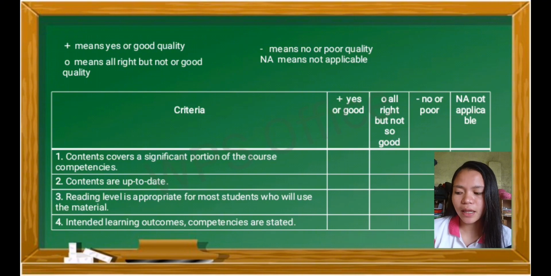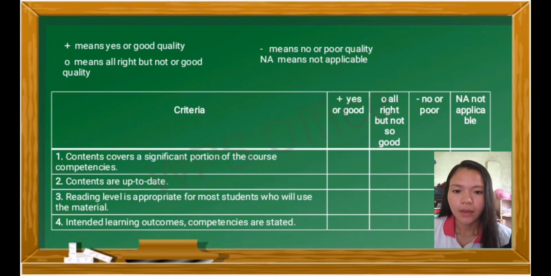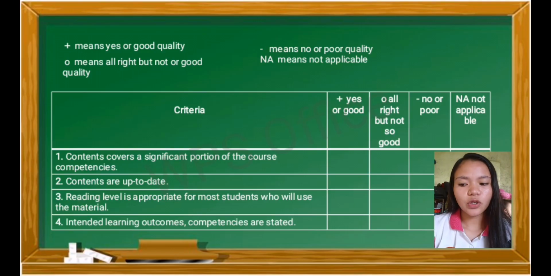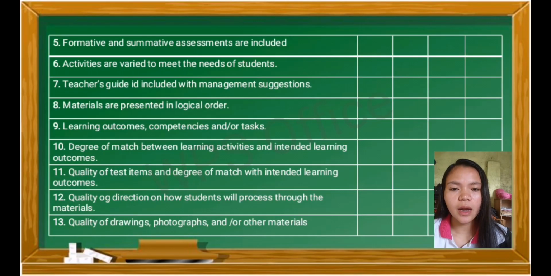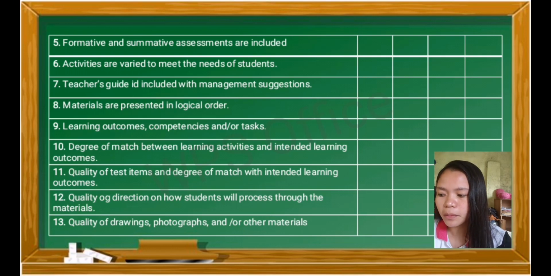Number four criteria is intended learning outcomes, competences, or stated. Is it yes or good? Is it all right but not so good? Is it no or poor? Is it not applicable? Next is number five of criteria: formative and summative assessments are included. Is it yes or good? All right but not so good? Is it no or poor? Or not applicable?